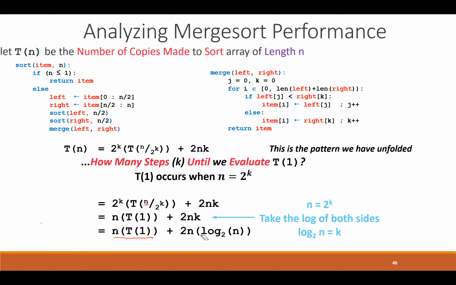Okay. At this point, what is t of 1 equal to? Well, if n is equal to 1, I make no copies. I simply return the sorted list. So this is equal to 0. So this term becomes 0. And then the whole thing is 2n times log base 2 of n.